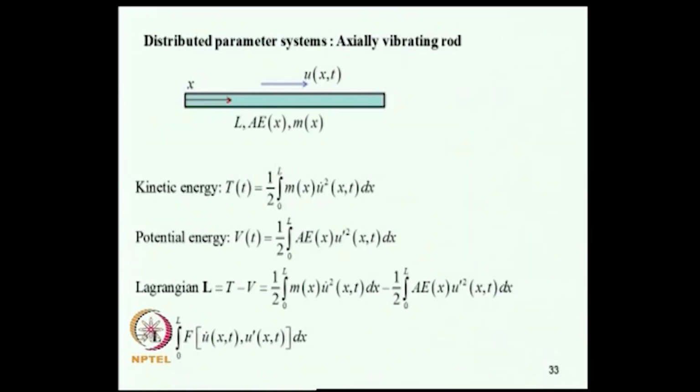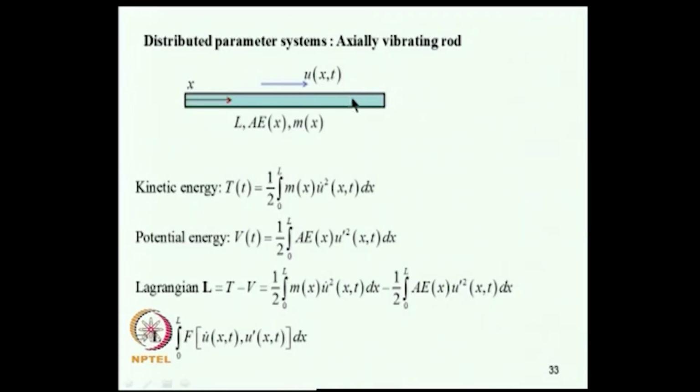Now, I have talked about discrete systems. How about distributed parameter systems? I will start by discussing the case of an axially vibrating rod. Let us consider a rod element of length L, axial rigidity AE of x, E is the Young's modulus, A is the area of cross section, m of x is the mass per unit length. This rod oscillates in this direction and the degree of freedom is the displacement of the rod, given by u of x comma t.